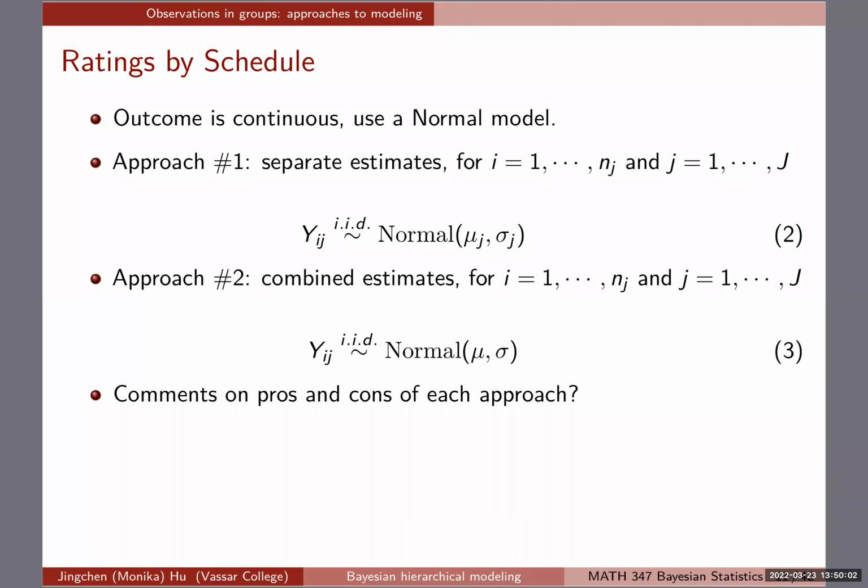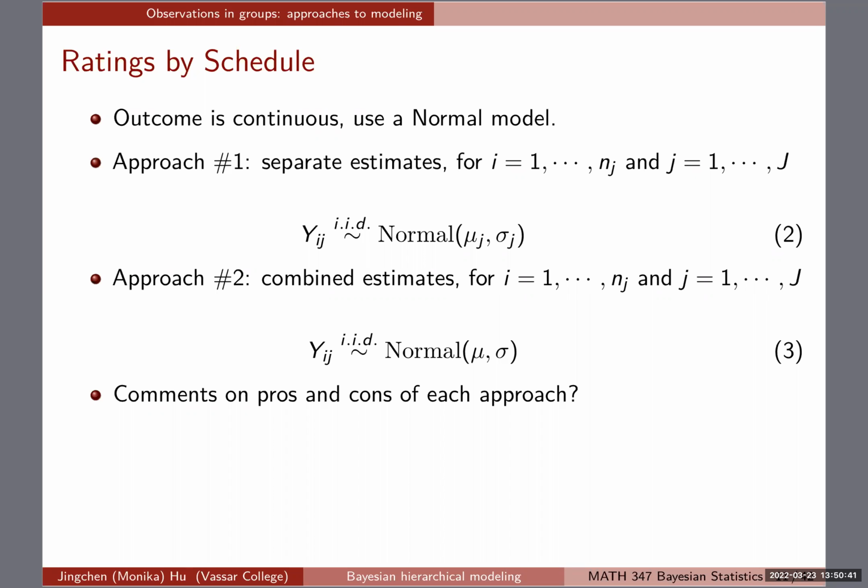All right, so since the outcome is continuous, let's start with the normal model, because we are hopefully very familiar with it by now. And I'm gonna propose 2 approaches based on what we have done so far or your previous stats course experience. The first approach is, well, we can use separate estimates. I'm just gonna model Yij with a normal model with very specific mu j and sigma j. So mu j is the mean for group j, and sigma j is the standard deviation for group j. And you can see that the indexing goes i from 1 to nj, and then small j goes from 1 to capital J.